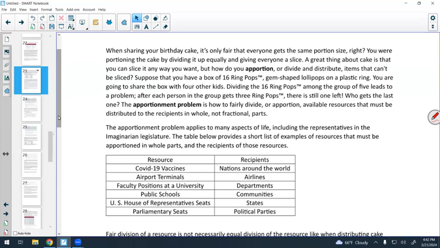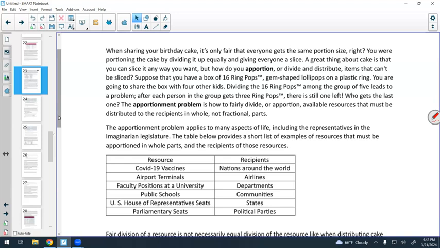Suppose you have a box of 16 ring pops, which are gem-shaped lollipops on a plastic ring. You're going to share the box with 4 other kids. Dividing the 16 ring pops among the group of 5 leads to a problem. After each person in the group gets 3 ring pops, there is still 1 left. Who gets the last one?